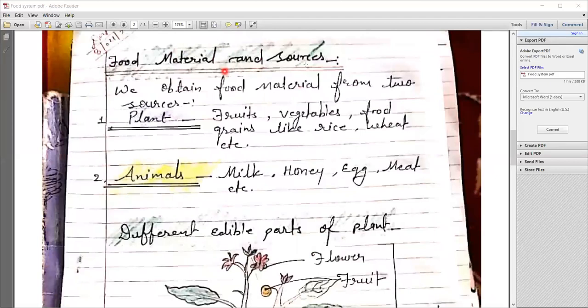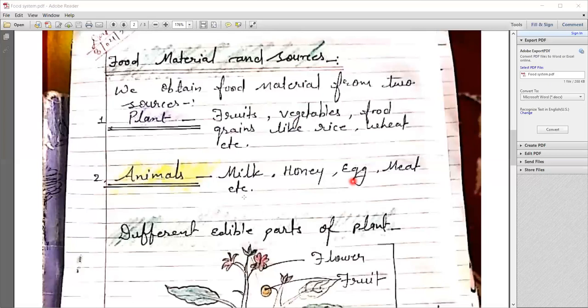Now, the next topic is food material and sources. So children, when we cook food, we need different types of substances, and we obtain these food substances mainly from two sources. First is plants and second is animals. Here you can see that I have written some food items which we obtain from plants, and some food products which we obtain from animals. From plants we obtain fruits, vegetables, and food grains like rice, wheat, etc. In animals, I have written milk, honey, egg, and meat.